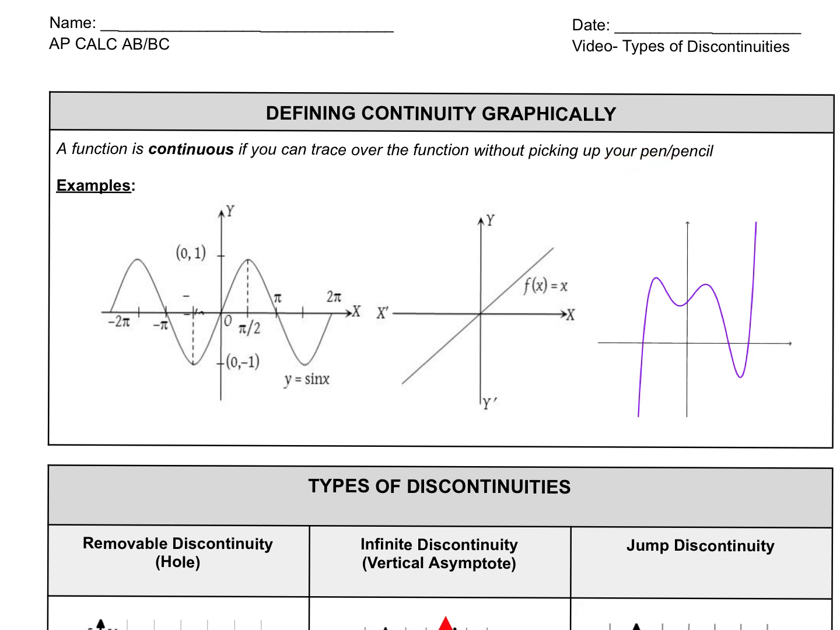So for example, this function here, the sine curve, it's smooth, right? I don't have to pick up my pencil to follow the curve. Same thing with this linear function. I don't have to pick up my pencil to trace the curve. And same thing with this polynomial function here.